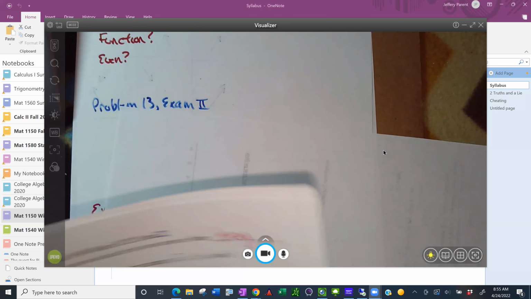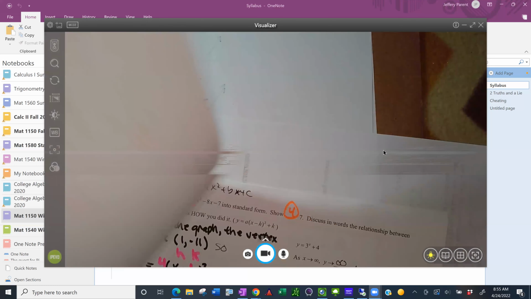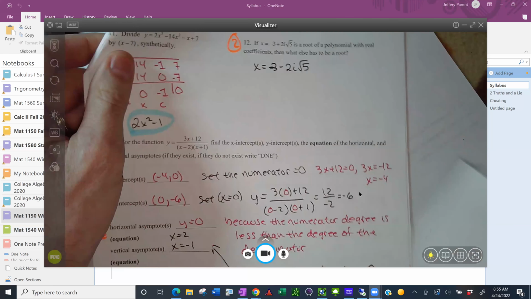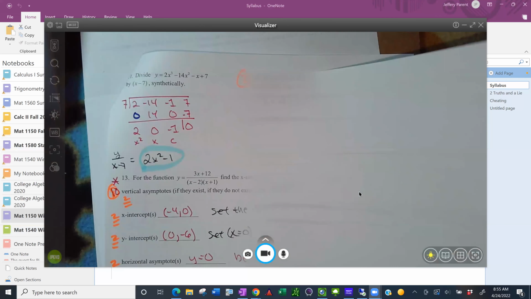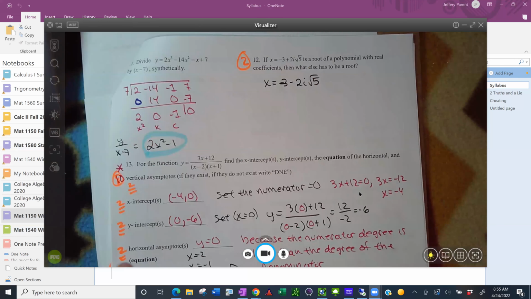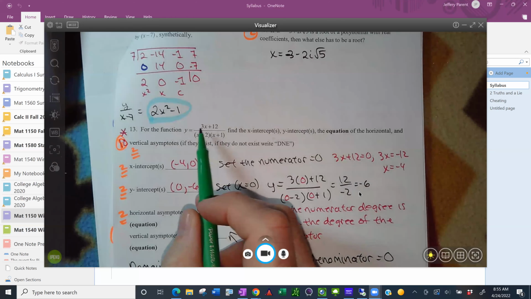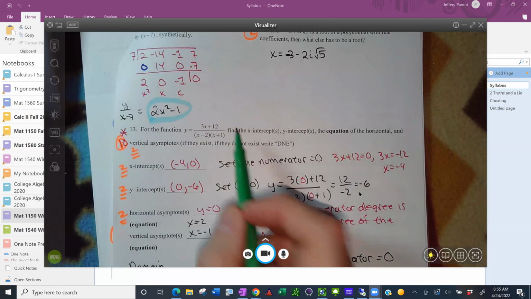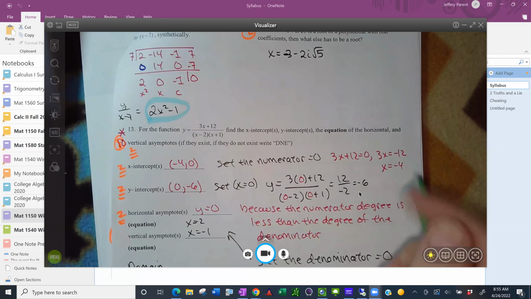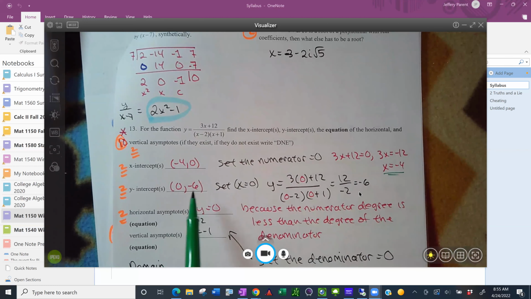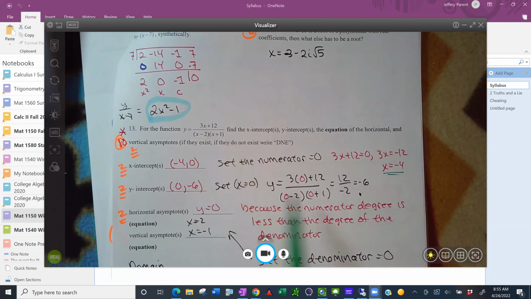Problem 13, exam 2. Didn't go over so well. Some of the same kind of stuff. To find the x-intercept, you can set the numerator equal to 0. So 3x minus 12 equals 0 gives you x equal to negative 4. If you want to find the y-intercept, you set x equal to 0. Setting x equal to 0 is just a calculation. You get negative 6.